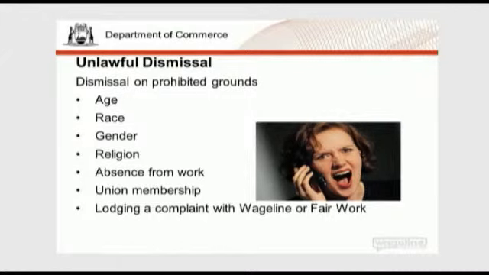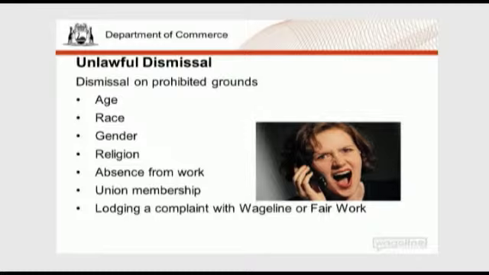So firstly, we're going to look at unlawful dismissal. This is one area of employment law where you can get in trouble for terminating someone. This is when someone is dismissed on what's called prohibited grounds. So if someone is terminated because of their age, their race, their gender, their religion. Now that says absence from work, that's sort of misleading. What we're looking at there is absence from work for a legitimate illness or injury that they can prove that they had.